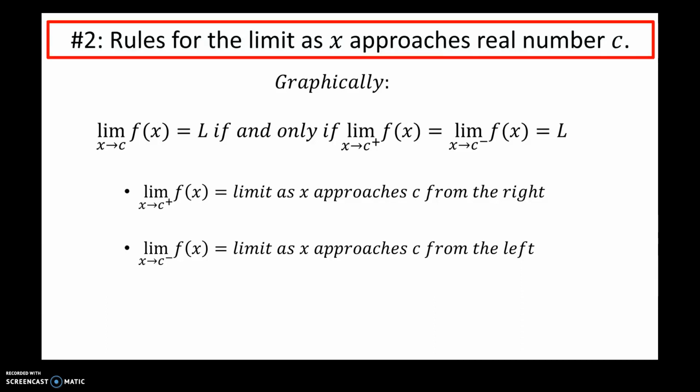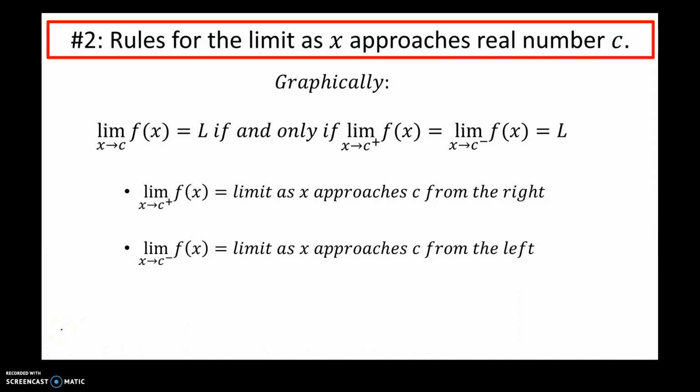Okay, so in the first video, we talked about limits as x approached infinity. Now we're going to talk about the limit as x approaches any real number. So first check out the difference in the notation. Limit as x approaches c of our function.